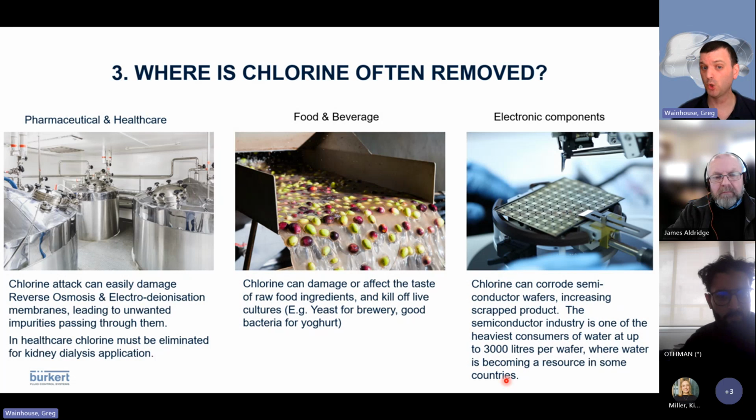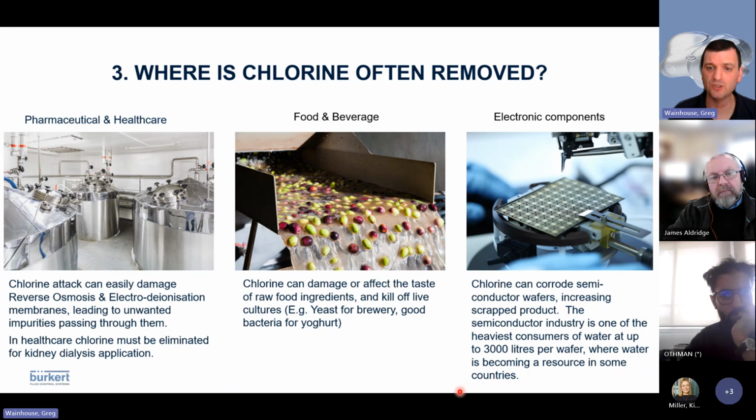In food and beverage, chlorine can damage and affect the taste of raw food ingredients, whether it be salads or things like live cultures. We have a lot of live culture products in our supermarkets nowadays, things like yogurts. You have the good bacteria products as well, it's good for your gut. And also you have things like yeast, which is used in the brewery process as well. So you need to make sure that you're not killing off the yeast. Otherwise, you won't make good beer.